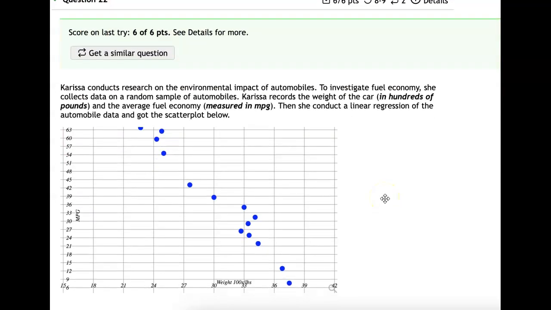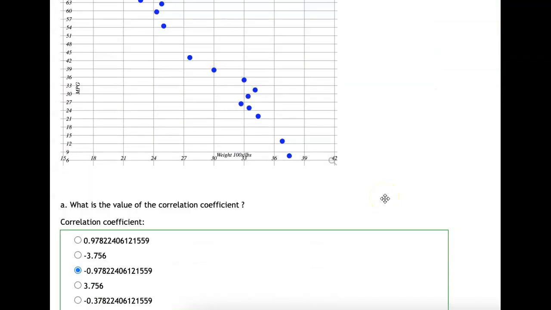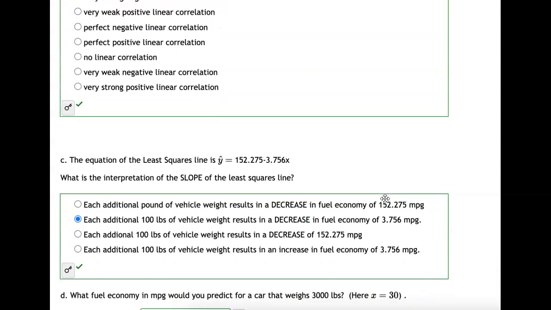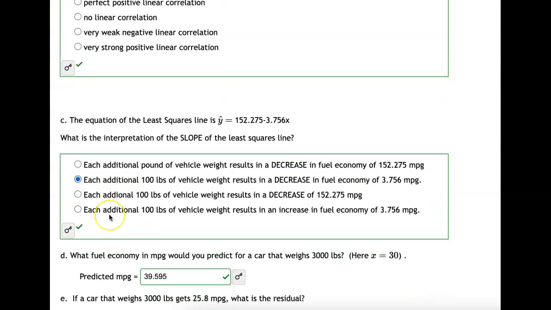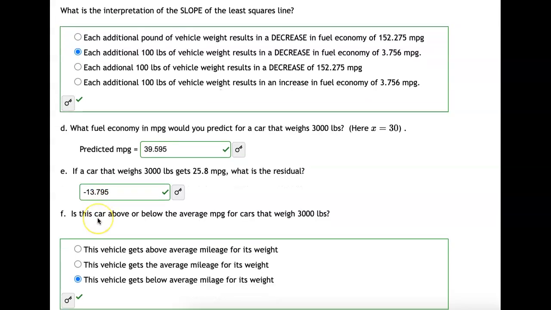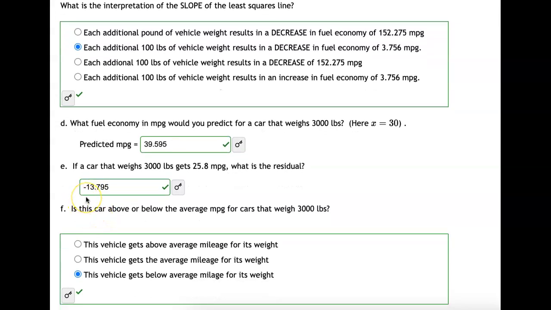So if you noticed, I got 4 out of 6 on the last one. Well, one thing I forgot to do is click this button right here. The second thing I forgot, which is actually more of a good thing that I forgot, will remind you guys, I subtracted these in the wrong order. So we always want to do the actual minus the predicted. So I went the wrong direction, which actually would help you figure out that the vehicle gets below average since it's a negative value. So I hope that helps.